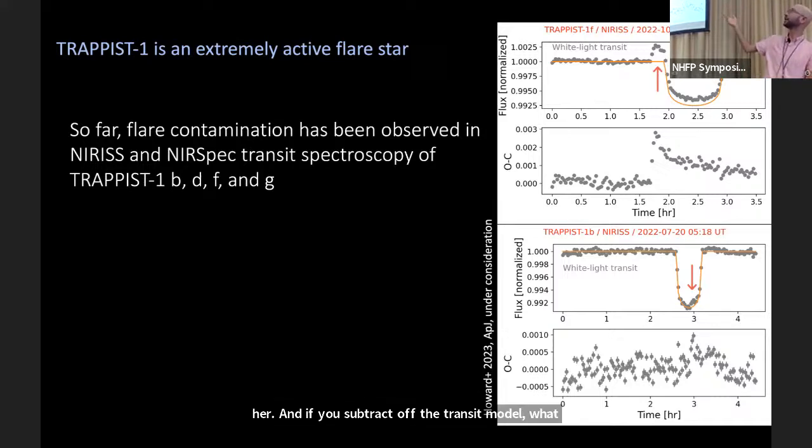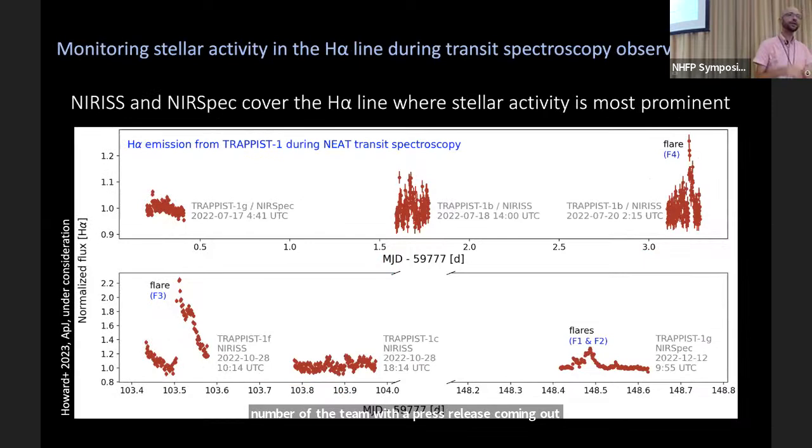And then we also had a smaller flare during the TRAPPIST-1b data, and there'll be a paper by a different member of the team with a press release coming out about that. So I will say no more here. Thank you. The good news is that JWST covers the H-alpha line.